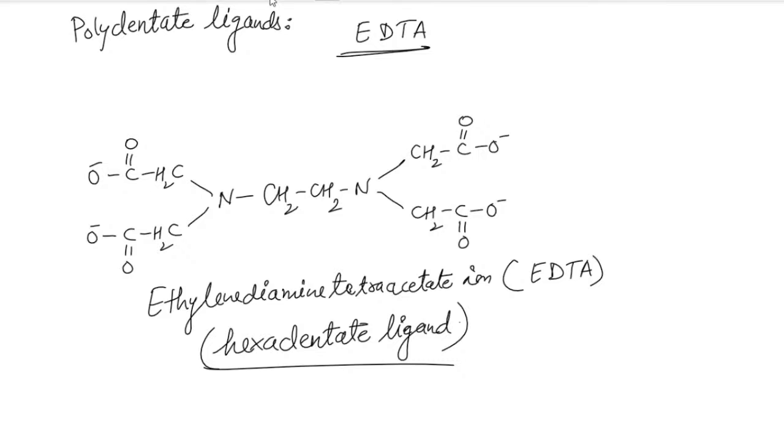Right? There is one donor atom, two donor atoms, 3, 4, 5 and 6. So there are a total of 6 donor atoms, so that is called hexadentate. Likewise, there are pentadentate, tetradentate, tridentate. Okay, done. So these are polydentate ligands.